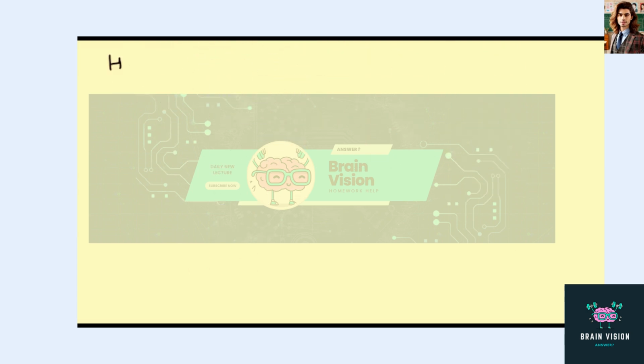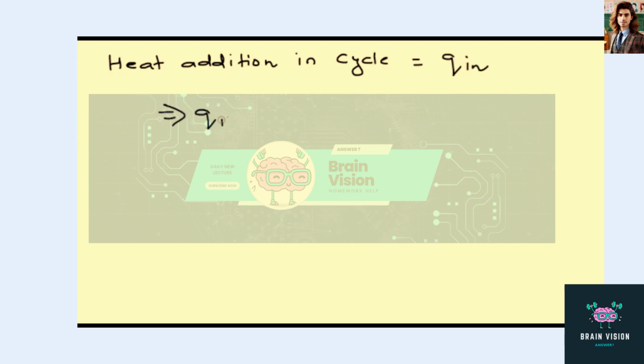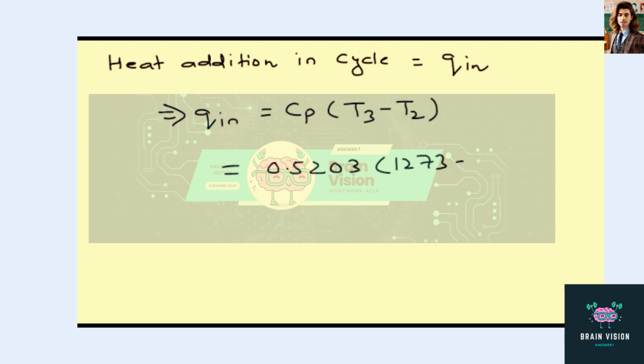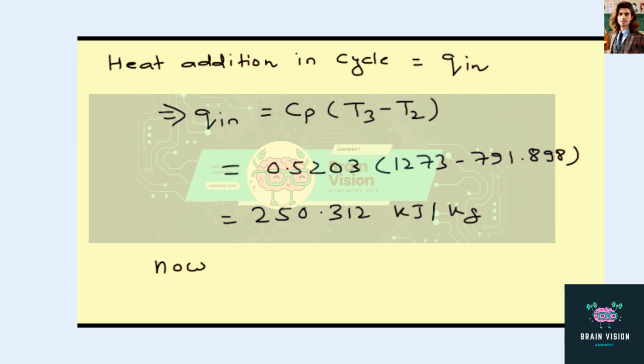So we can write heat addition in cycle is equal to Q in, and the formula for Q in is equal to Cp into bracket T3 minus T2. So 0.5203 into 1273 minus 791.898, on calculating we get 250.312 kilojoule per kg.